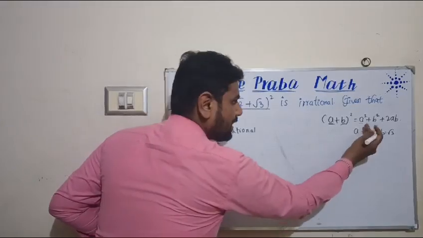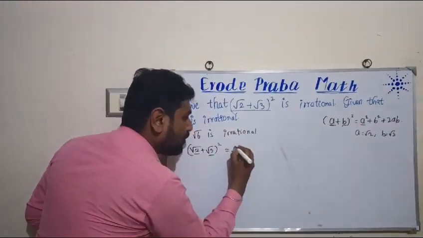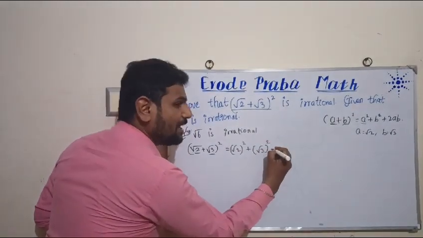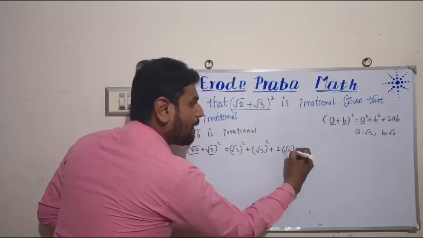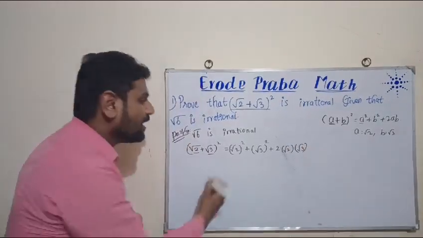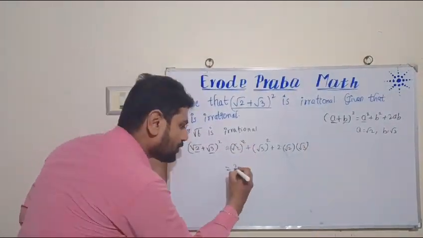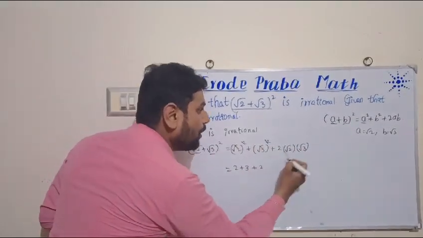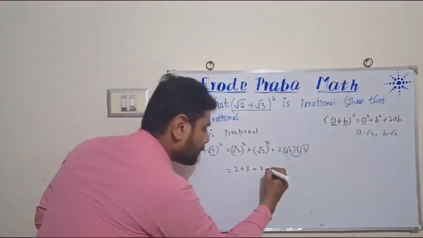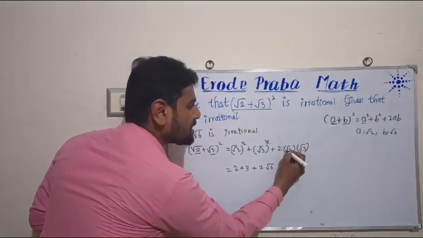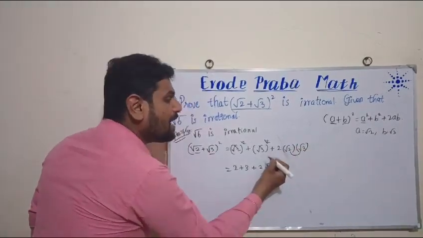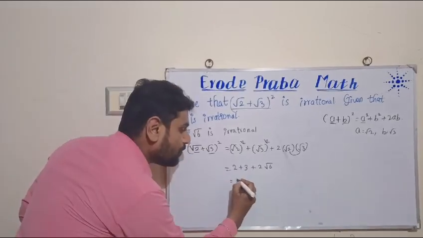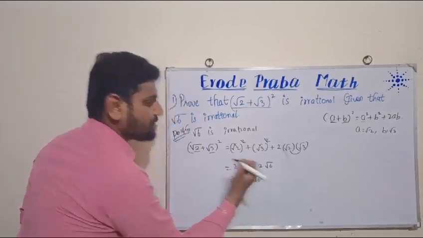So apply here. What will happen? A square, (root 2) whole square, plus b square, (root 3) whole square, plus 2ab. Like this we want to write. Here root and square will be cancelled, we get 2, plus here root and square cancel, we get 3, plus here 2 into root 2 into root 3, what will happen? Root 2 times root 3 is root 6. Here we have the same square root, so we can multiply the numbers and write inside the root. So here 2 plus 3 is 5. We get 5 plus 2 root 6.